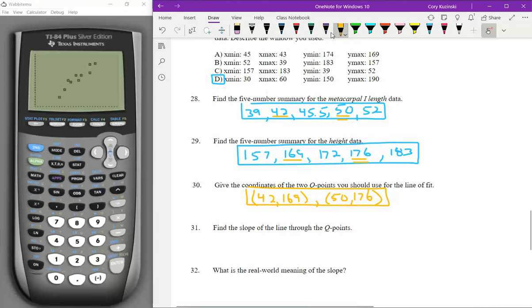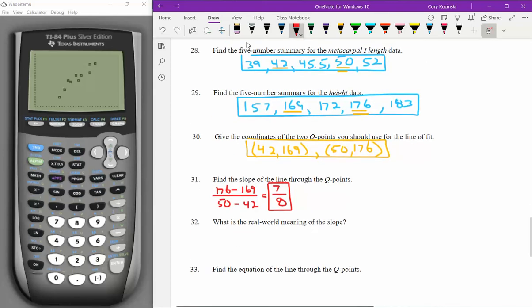Slope of a line that runs through those points. Okay, and let's go 176 minus 169. There's my change in Y. 50 minus 42. There's my change in X. That gives us a change of 7 over 8. That's our slope, 7/8, or 0.875, I guess, if you want that.